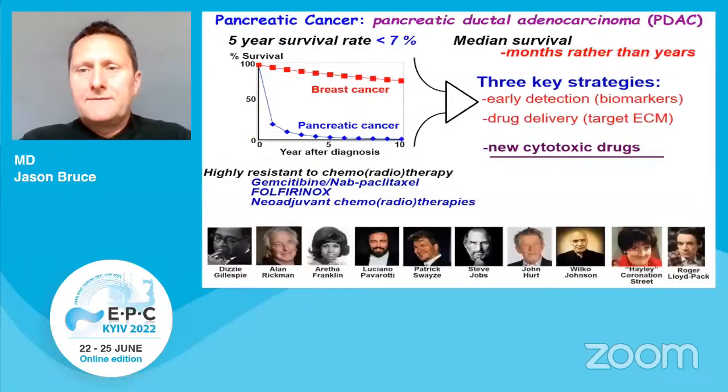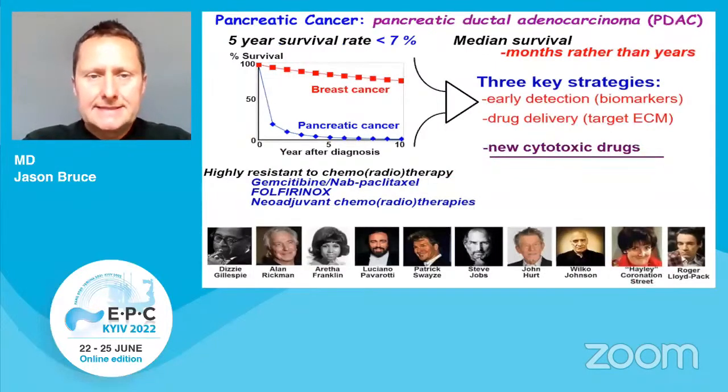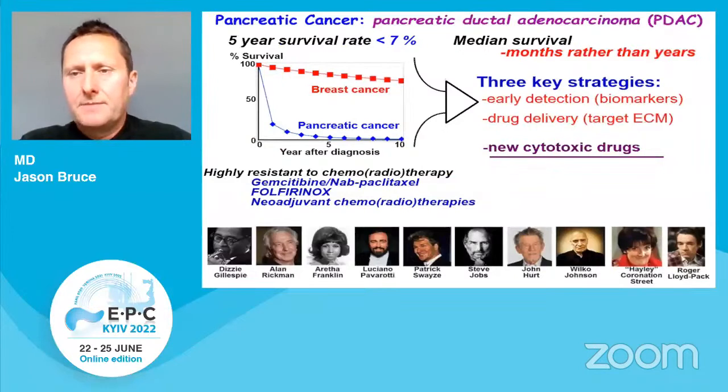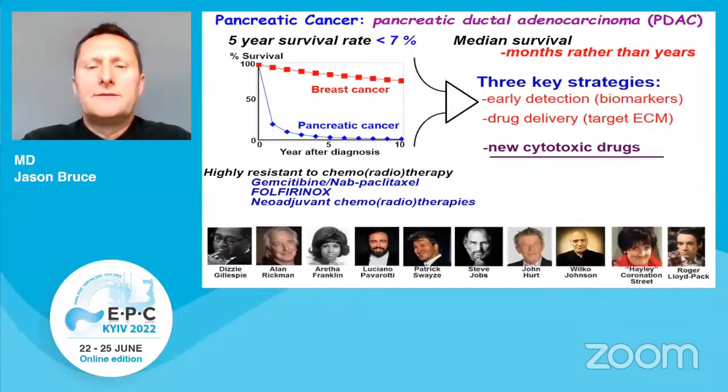So I don't really need to convince this audience that the survival statistics for pancreatic cancer are very grim indeed. And this is because this disease is asymptomatic, but it's also because the tumor is highly desmoplastic, which makes delivery of cytotoxic drugs very difficult. So there are three key strands of research that are likely to improve treatment. First of all, early detection with improved biomarkers. Secondly, improved drug delivery by targeting the extracellular matrix. But I would also argue that the development of novel cytotoxic drugs that harness various vulnerabilities of pancreatic cancer cells is likely to be an important research strategy moving forward.